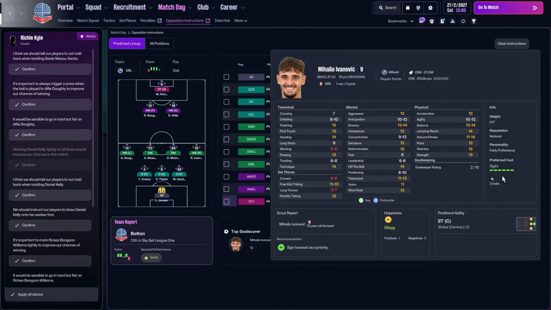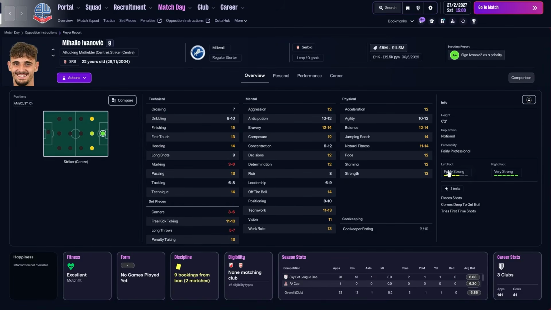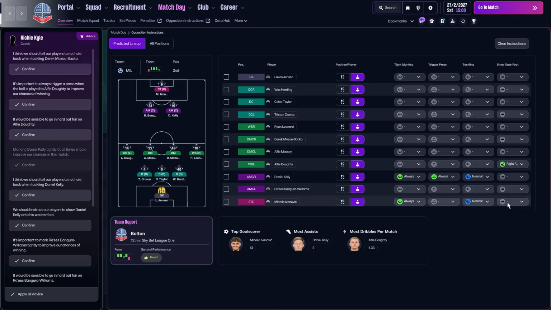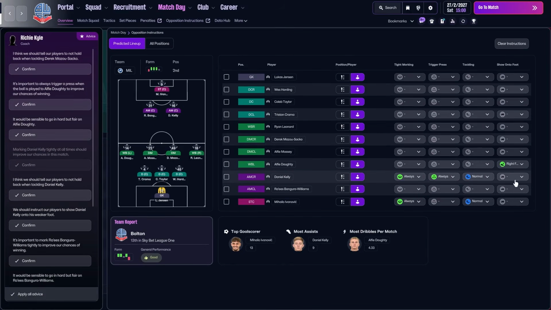Looking at his preferred foot, he's currently right-footed. It doesn't say much about his left foot, so you have to actually click Mikhailo Ivanovic to see how good his left foot is. His left foot is fairly strong, so there's no point showing him to his weaker foot. It's not going to make much difference. Speaking of weak foot, let's look at Daniel Kelly. Daniel Kelly's weak foot is reasonable, so we can just do that as a 50-50. You can choose to do it if you want, but you don't need to. Alfie Doughty, we already know that he's mainly a left-footed player, so showing him to his right is where you can nullify his game.